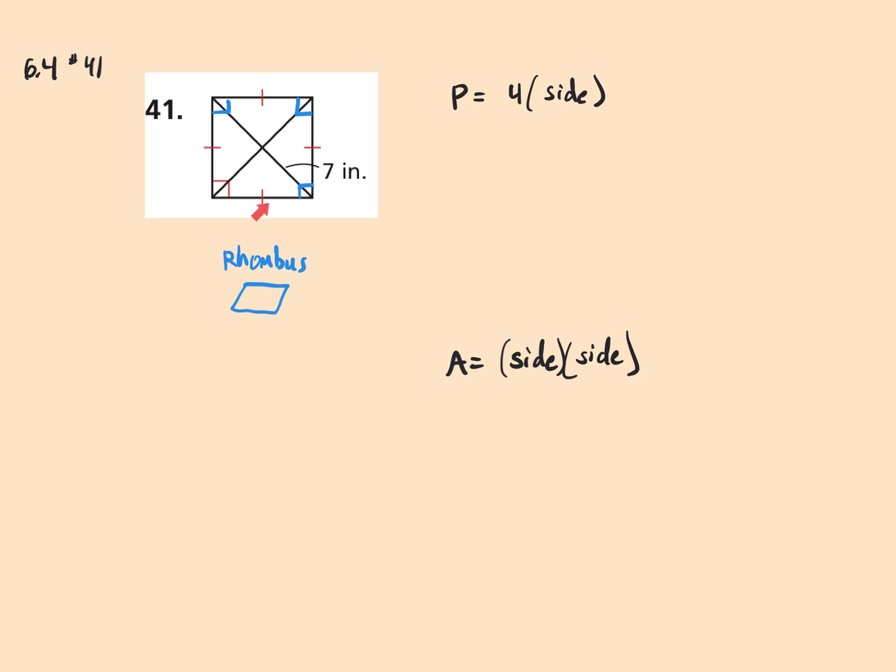For the perimeter, we'll just do side plus side plus side plus side, four sides. And for the area, since it's a rectangle, we can just find the side and multiply it by itself. Side squared, or side times side. All right, well, they give us this dimension of 7. So 7 must be this dimension right here.